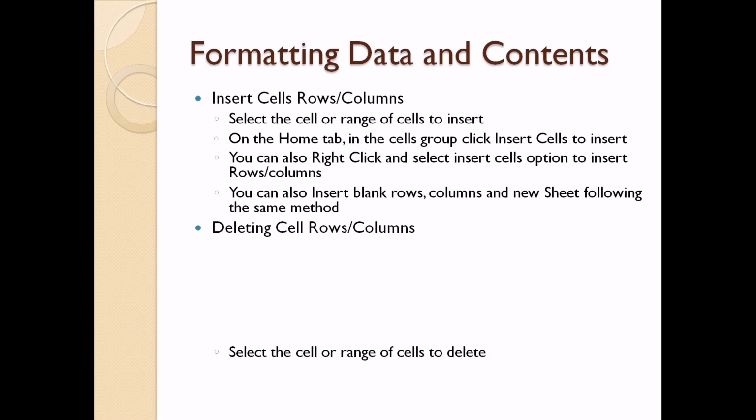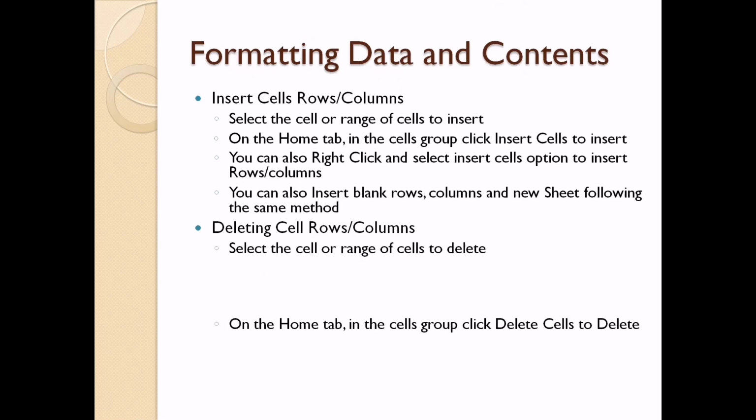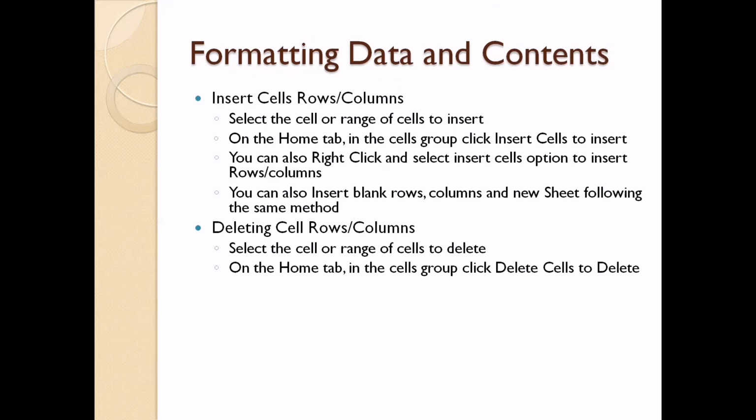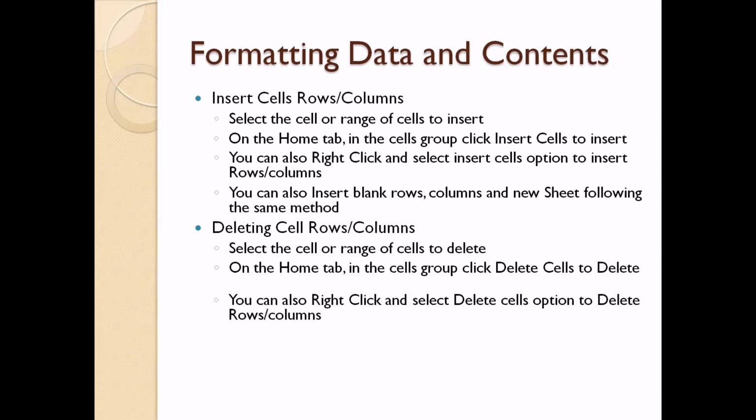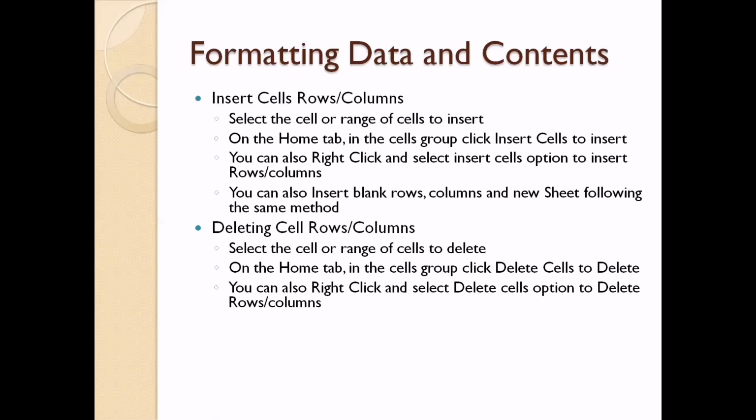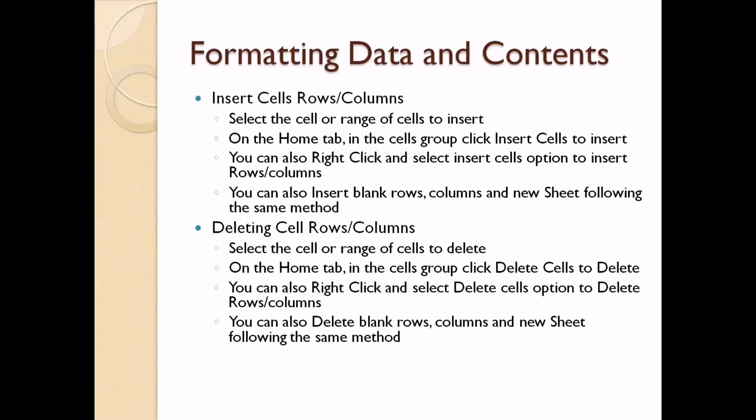Select the cells or range of cells to delete. On the Home tab in the Cells group, select Delete Cells to delete. You right-click and select the cells to delete the rows and the columns. You can also delete blank rows, blank columns, and blank sheets following the same method. Let's do it on the Excel.